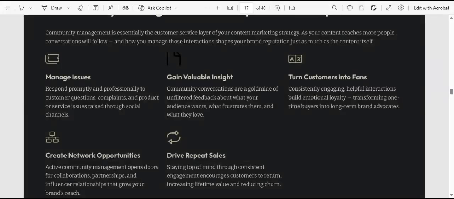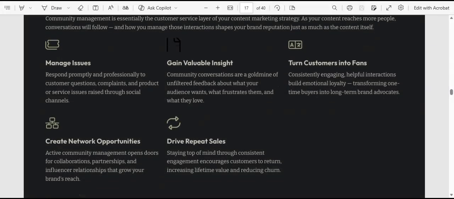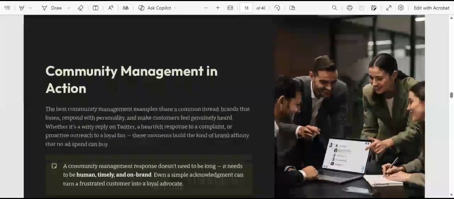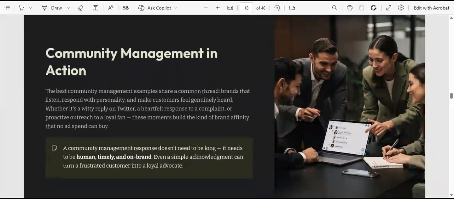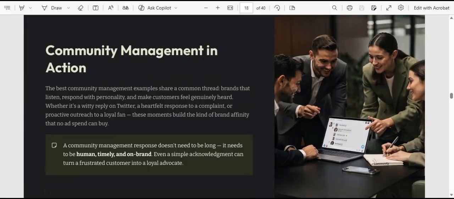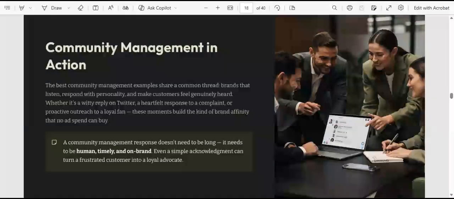Then drive repeat sales. Staying top of mind through consistent engagement encourages customers to return, increasing lifetime value and reducing the cost of acquiring customers. And community management in action. A community management response doesn't need to be long. It needs to be human, timely, and on brand. Even a simple acknowledgement can turn a frustrated customer into a loyal advocate.